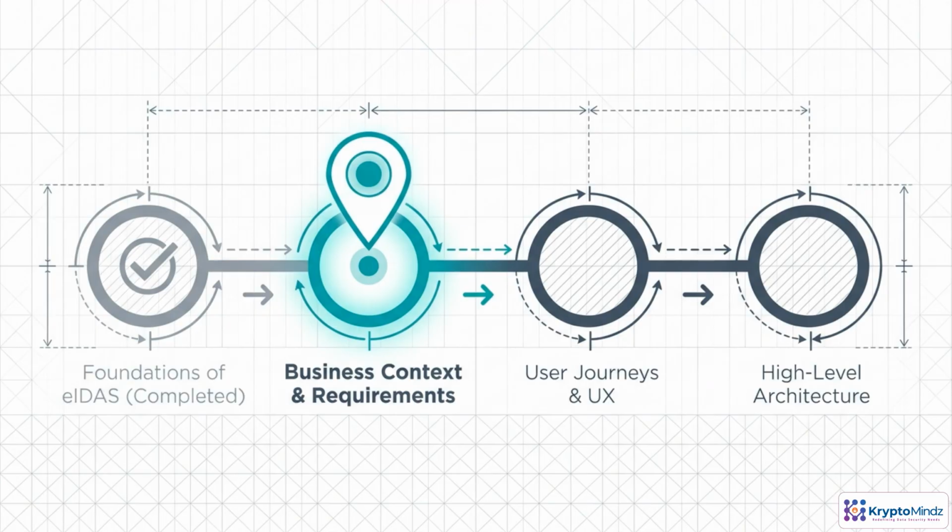You've already covered the foundations: what digital identity is, how eIDAS works, and the key technical building blocks. Now we'll anchor those ideas in a real-world banking example, define the business goals and constraints, and use them to drive both the user journeys and the overall architecture.